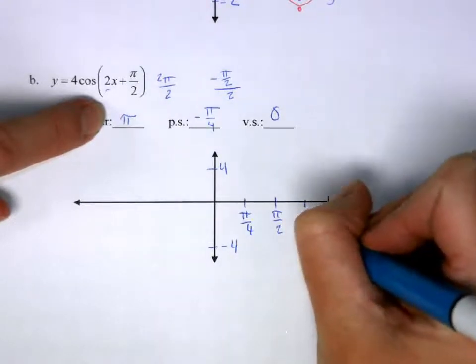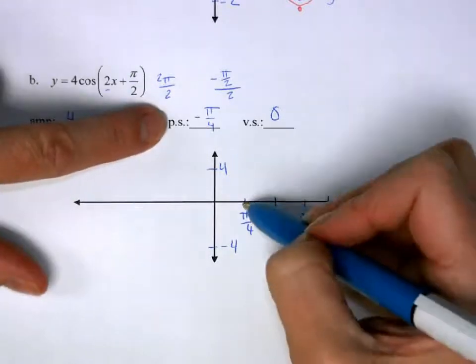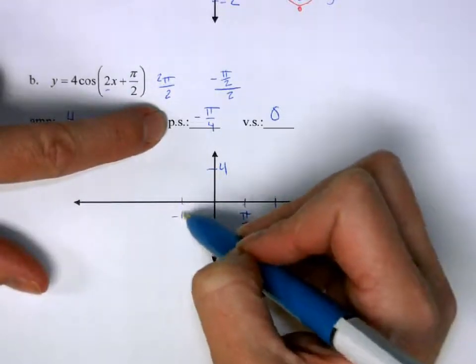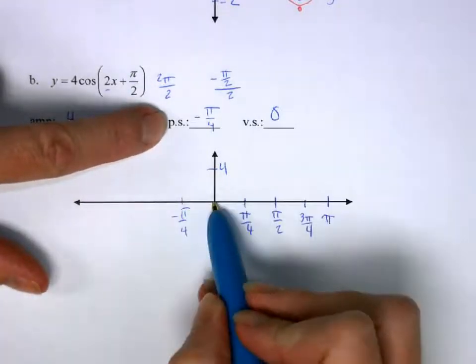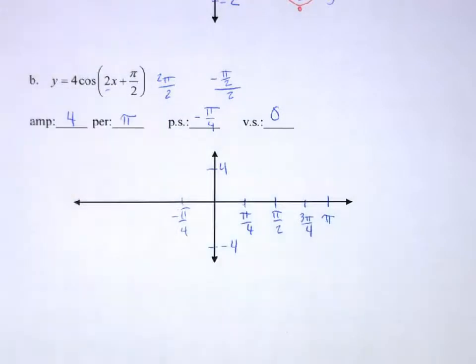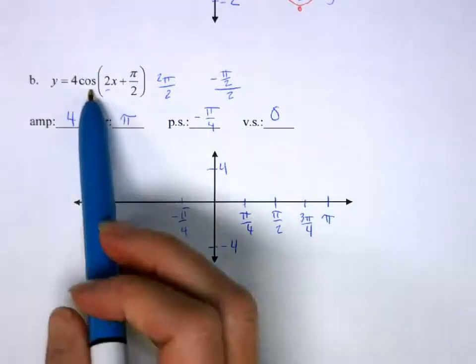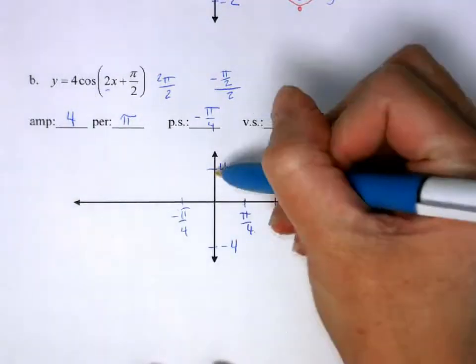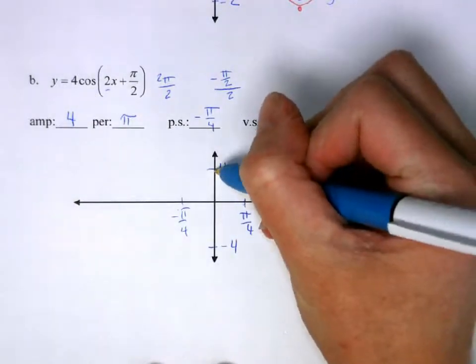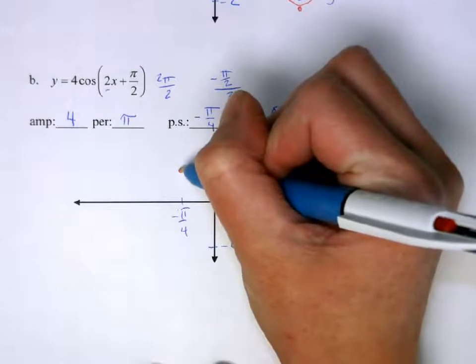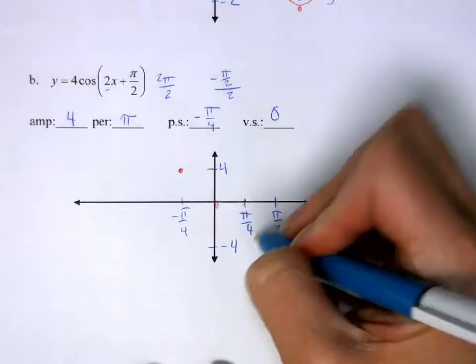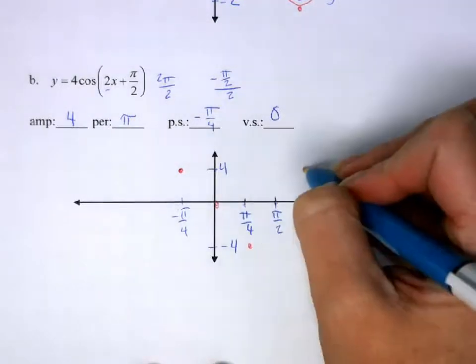Okay, and then a phase shift of negative pi over 4. So if this is positive pi over 4, this is negative pi over 4. Okay, so I have everything I need. We're graphing a positive cosine. So positive cosine starts at the maximum, but we have a phase shift, so it's going to start here. Then it'll cycle through our 5 points.